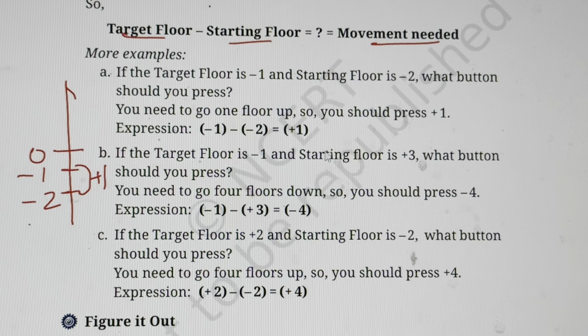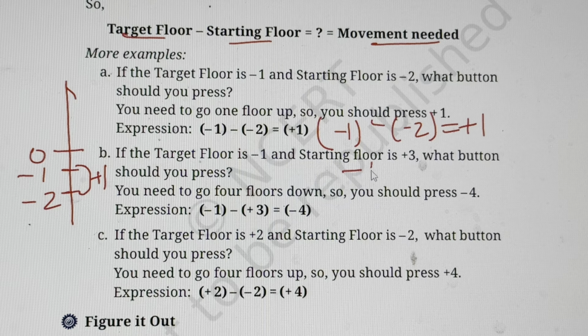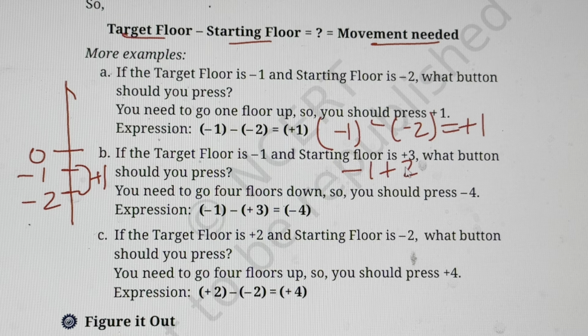So here minus 1 minus minus 2 gives you positive 1. Okay, because what happens over here, this minus into minus becomes plus 2 and 2 minus 1 is 1. This is the fact of what we generally do in mathematics, but this is the concept which you should understand.